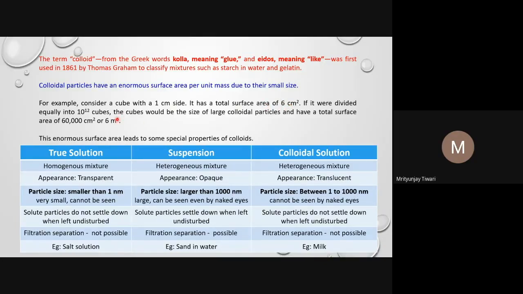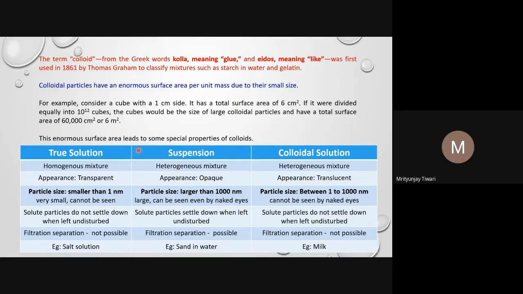And if these colloidal particles behave as a catalyst, as we have seen earlier, the surface area of a heterogeneous catalyst is increased. The reaction rate increases if the surface area increases because of adsorption. So the catalyst surface area increases because of the adsorption, the catalysis increases, and the rate of reaction will increase. That is why in the nanoscale we see catalysis which is more efficient, and this catalysis is usually heterogeneous catalysis. So this enormous surface area leads to some special properties of colloids.